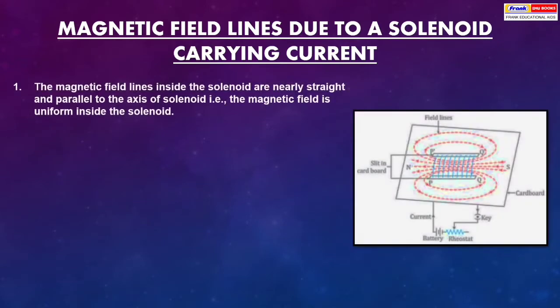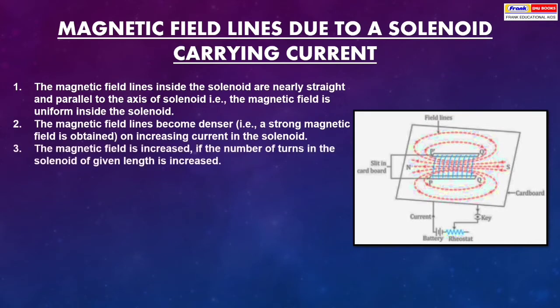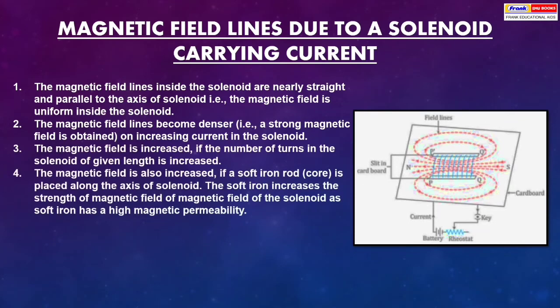The magnetic field lines inside the solenoid are nearly straight and parallel to the axis of the solenoid. That is, the magnetic field is uniform inside the solenoid. The magnetic field lines become denser, that is, a strong magnetic field is obtained on increasing the current in the solenoid. The magnetic field is increased if the number of turns in the solenoid of given length is increased. The magnetic field is also increased if a soft iron rod core is placed along the axis of the solenoid.